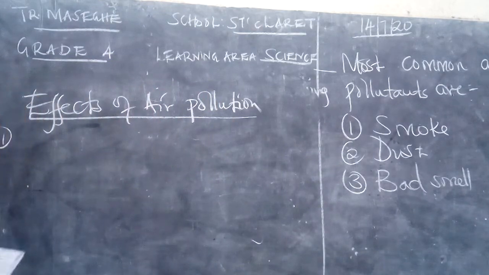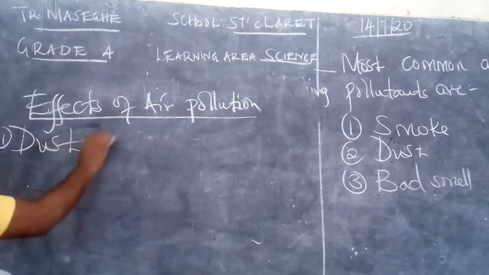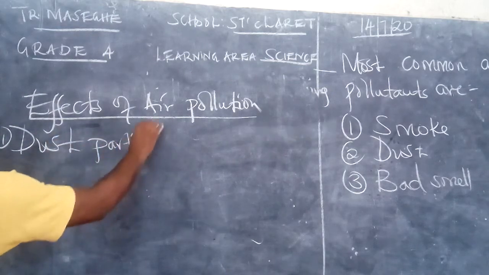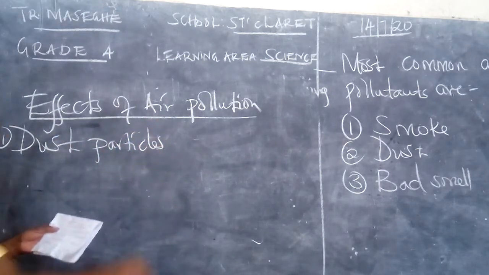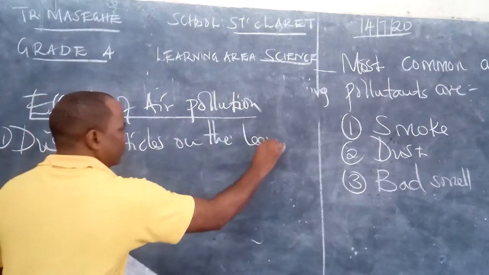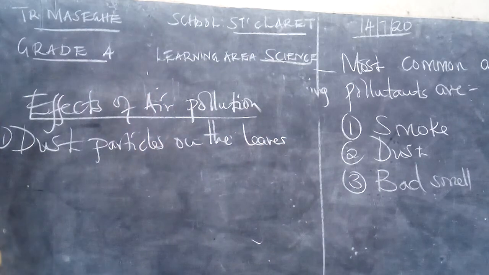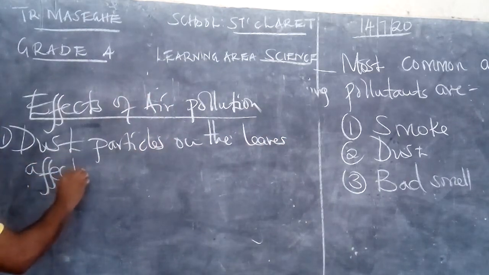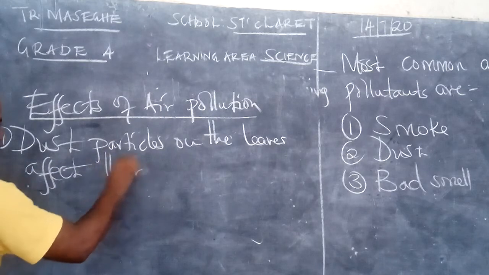One, we can say dusty particles on the leaves of plants affect their growth.